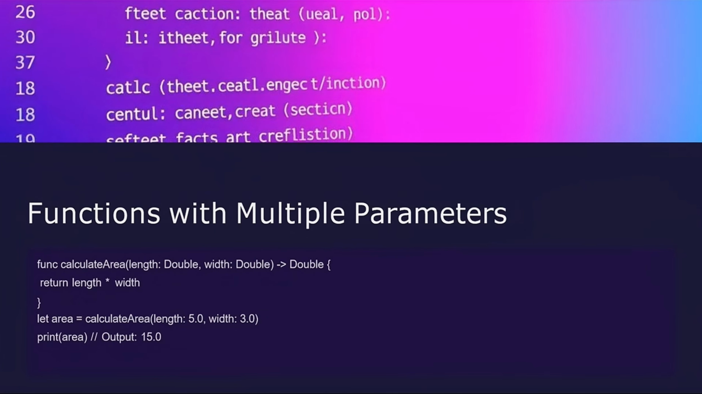Functions can accept multiple parameters. Here's an example that calculates the area of a rectangle. Swift: func calculateArea(length: Double, width: Double) -> Double { return length * width }. Calling it with values. Swift: let area = calculateArea(length: 5, width: 3), print(area), which gives us the output 15. This function takes two Double parameters, multiplies them, and returns the area.